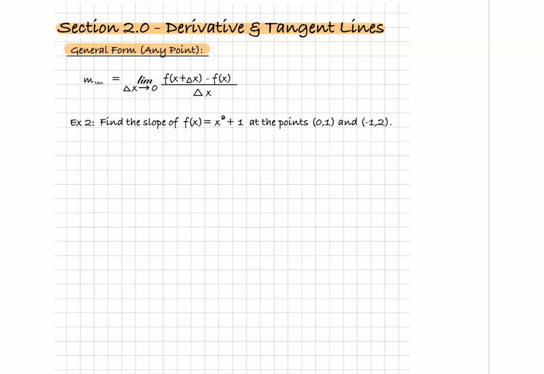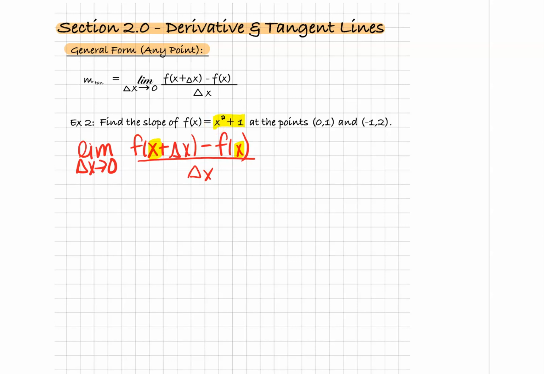So I'm going to do this in a very general sense, and then I'm going to answer the question of the slope at those points. So let's look at this example here. I'm going to take the limit as delta x goes to 0 of f of x plus delta x minus f of x all over delta x. And again, instead of plugging in for x and getting that specific slope at 0 and the specific slope at negative 1, let's use it for our function, which is x squared plus 1.